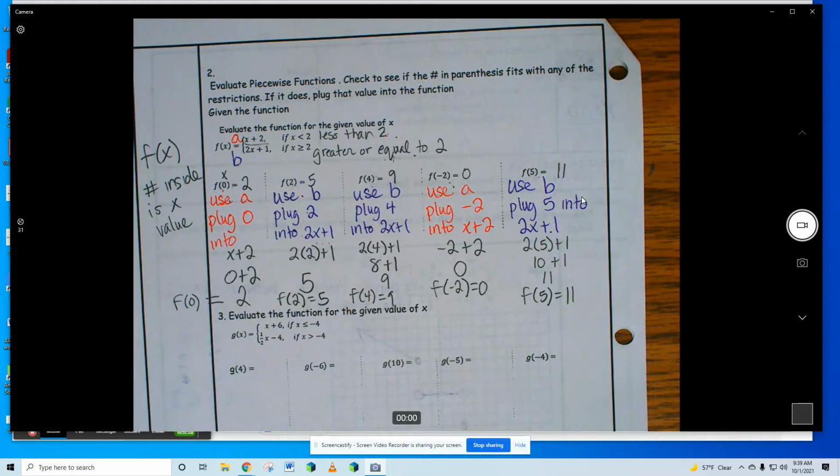Okay. Number 3 is exactly the same thing. It's just a different equation. And so I actually want to skip number 3 because it's important to me that I get to number 4.